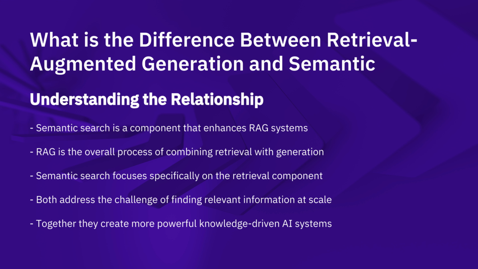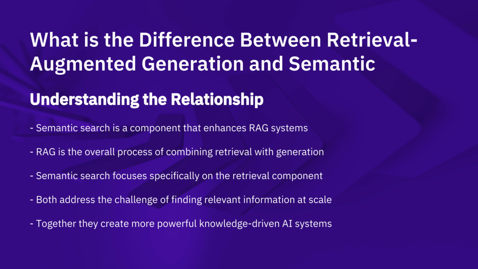Now let's explore the important relationship between retrieval augmented generation and semantic search. While these terms are sometimes used interchangeably, they actually represent different but complementary technologies. Understanding their relationship can help organizations implement more effective knowledge driven AI systems. First, let's clarify the relationship between these two concepts.